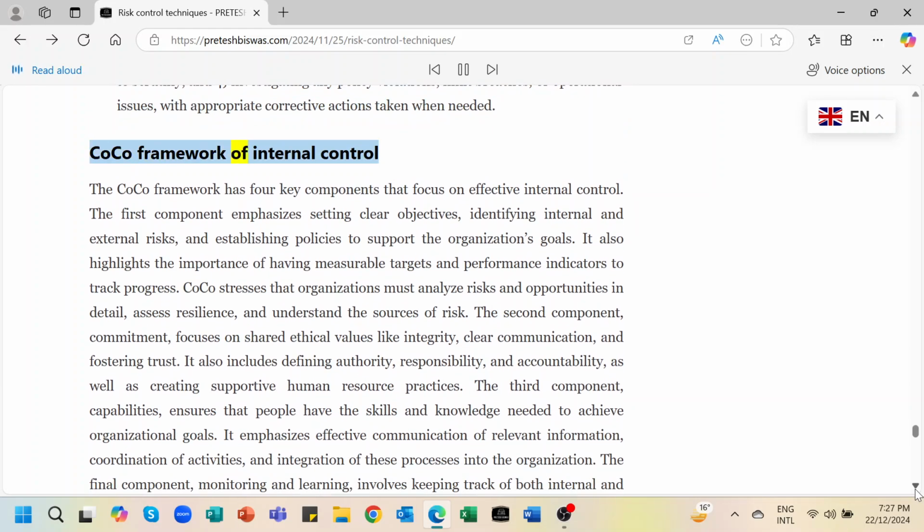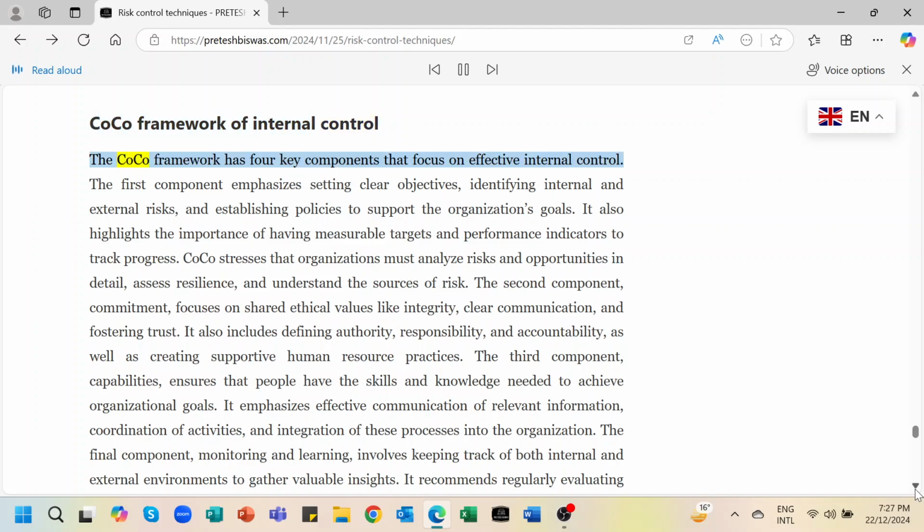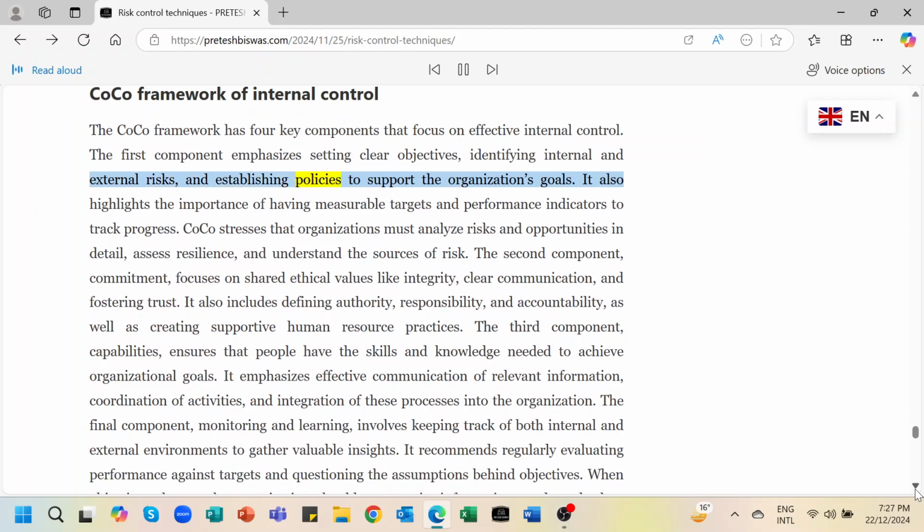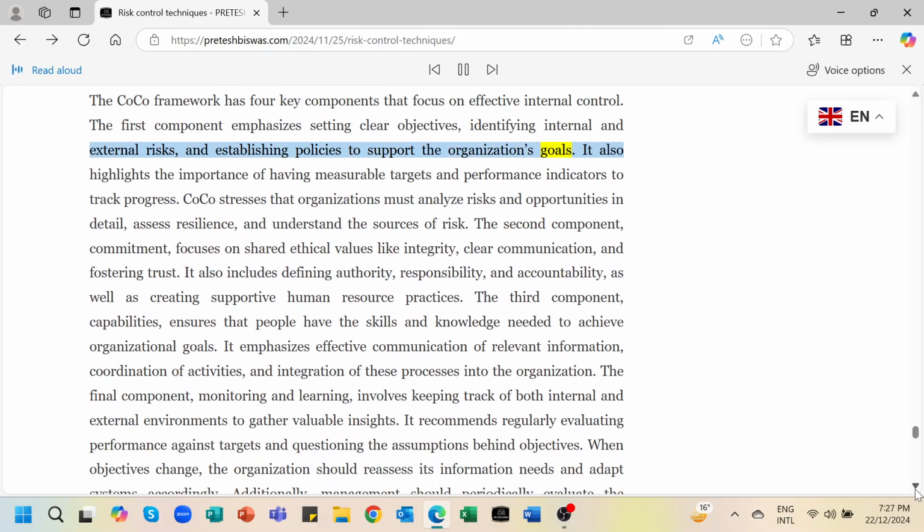COCO Framework of Internal Control. The COCO framework has 4 key components that focus on effective internal control. The first component emphasizes setting clear objectives, identifying internal and external risks, and establishing policies to support the organization's goals. It also highlights the importance of having measurable targets and performance indicators to track progress.